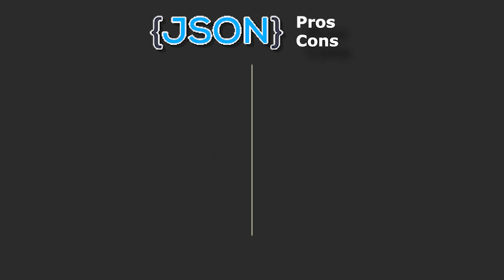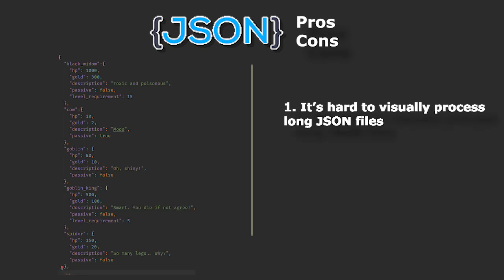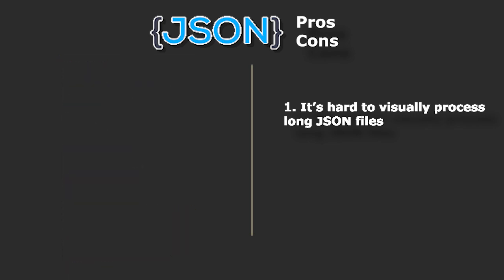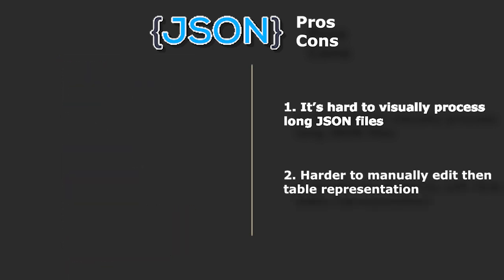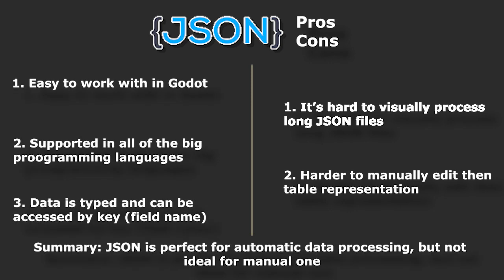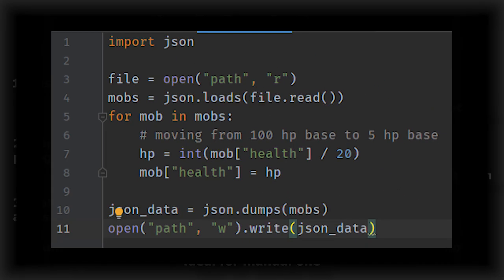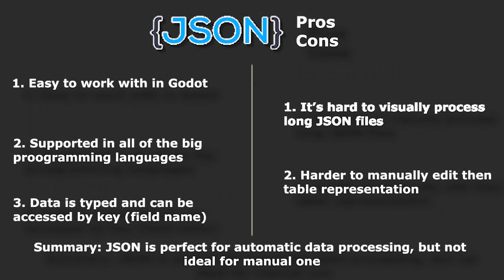Cons. The cognitive complexity of reading it manually is a bit high, so you might lose track of your changes. Coming from the last point, JSON is long-listed in its nature, and editing it manually is more difficult than editing a table. To sum it all up, JSON is perfect for storing and automatic processing of data. You can edit it in Python or any other language with a simple script like this, and then import it in Godot with a single line of code. But it's not as perfect for manual data processing.